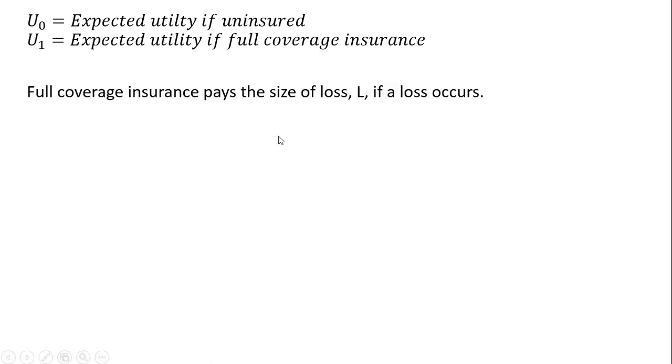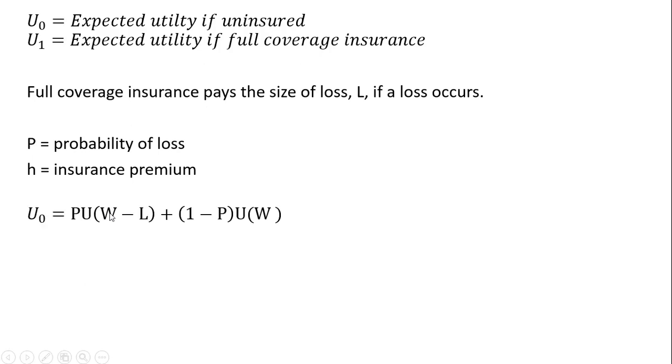Hello, in this video we're going to look at some insurance proofs or results. U subscript 0 is the expected utility if uninsured. U subscript 1 will be the person's expected utility if that person has full coverage insurance. Full coverage insurance pays the size of the loss, L, if a loss occurs. P will equal the probability of loss. H will represent the insurance premium, what the person pays for the insurance policy.